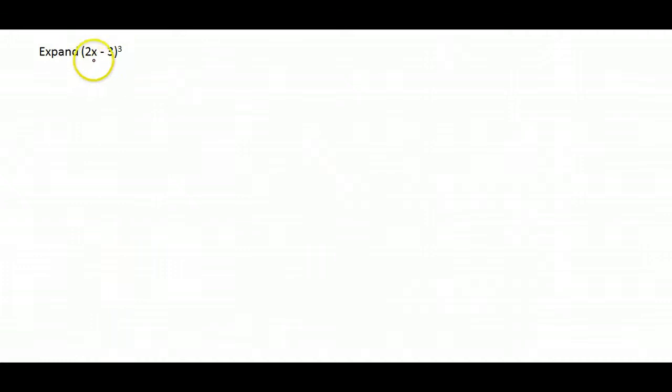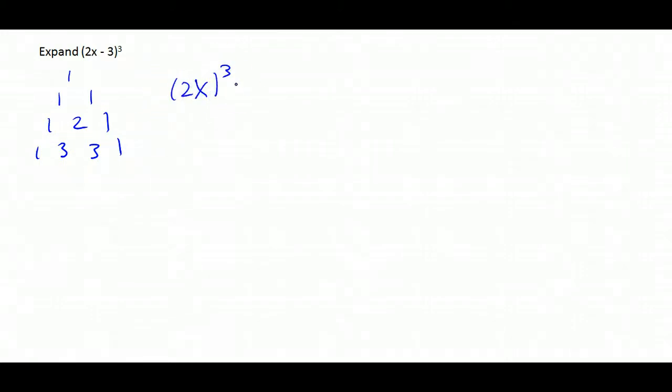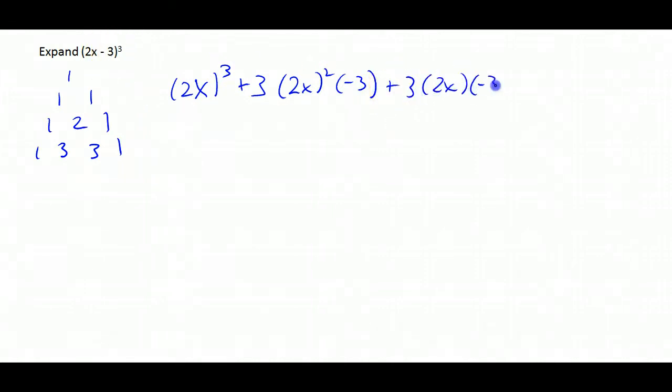Well, what happens if I have something besides just a simple x or a y or an a or a b? Same rules apply. We're going to go to the third row. So it's this row here because 3 is our second number. I'm going to go 2x to the third plus 3 times 2x squared times negative 3, because negative 3 is my second term, plus 3, 2x to the first, negative 3 squared, plus my second term to the third.